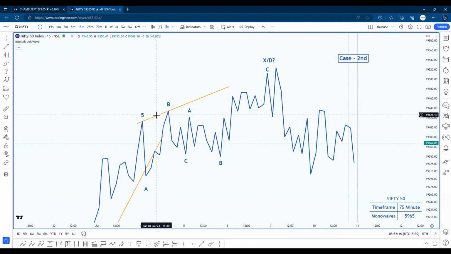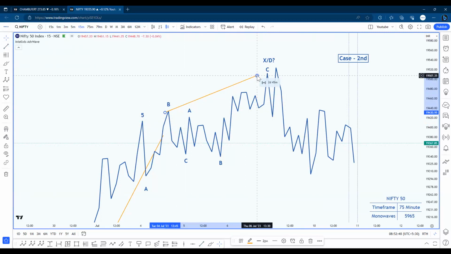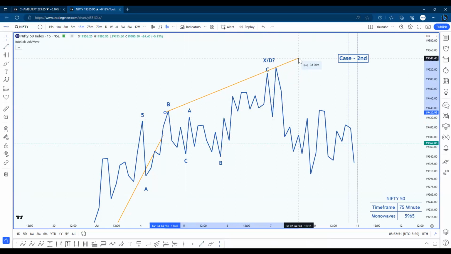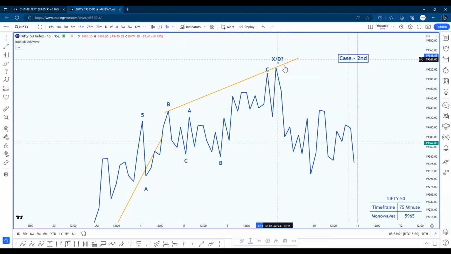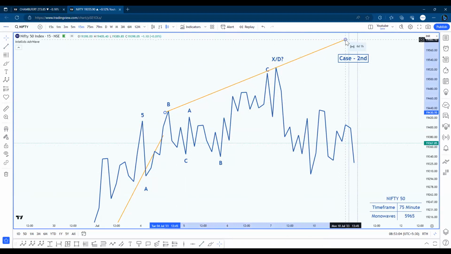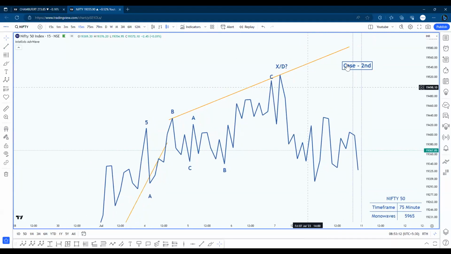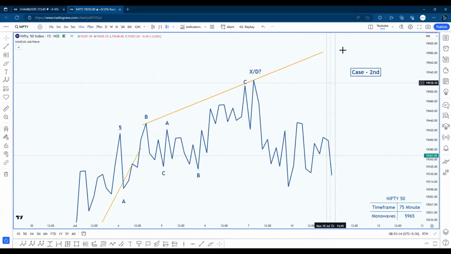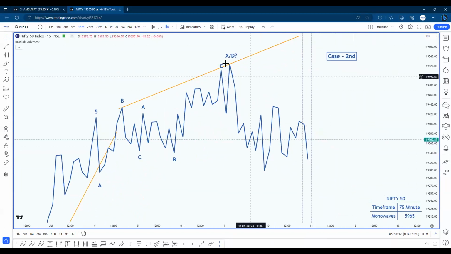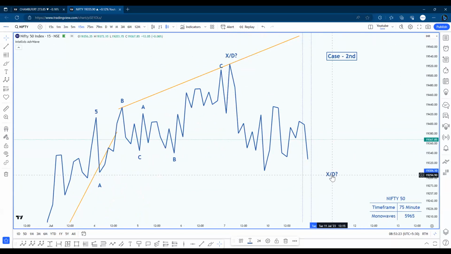Let me use that one also. We can also draw it since this high and this high both are part of the wave D. So I am considering the higher one. If the market goes above this and crosses this trend line, then only I can consider that the whole pattern which started from here is finished, which is quite a bit longer. So one thing is clear, if it's a D, then this is going to be my wave E.